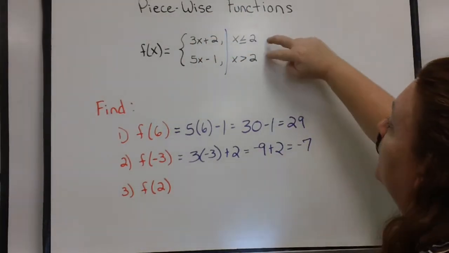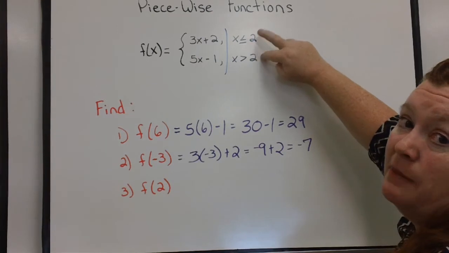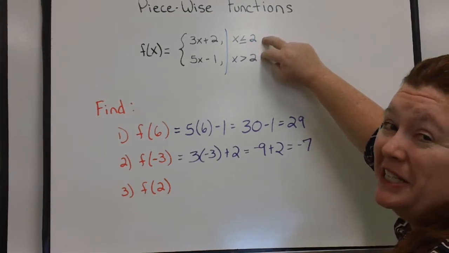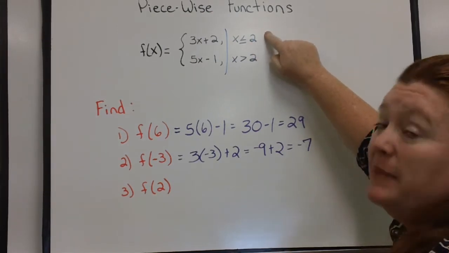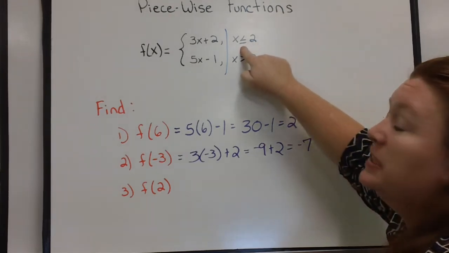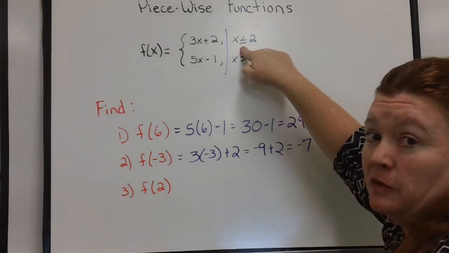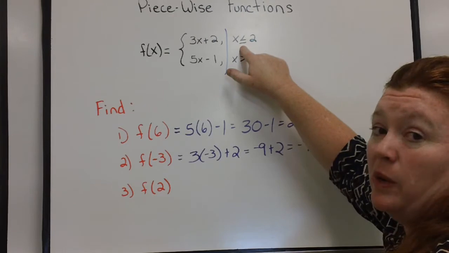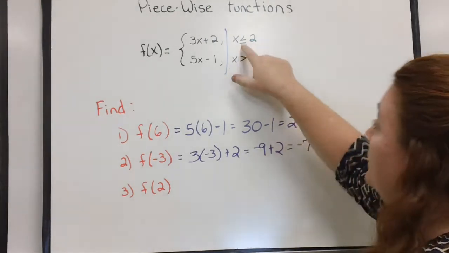Well, 2 looks like it fits in both. However, the winner is the first equation because this says less than or equal to 2. So when we're equal to 2, we have to use that one. You do not get a choice.